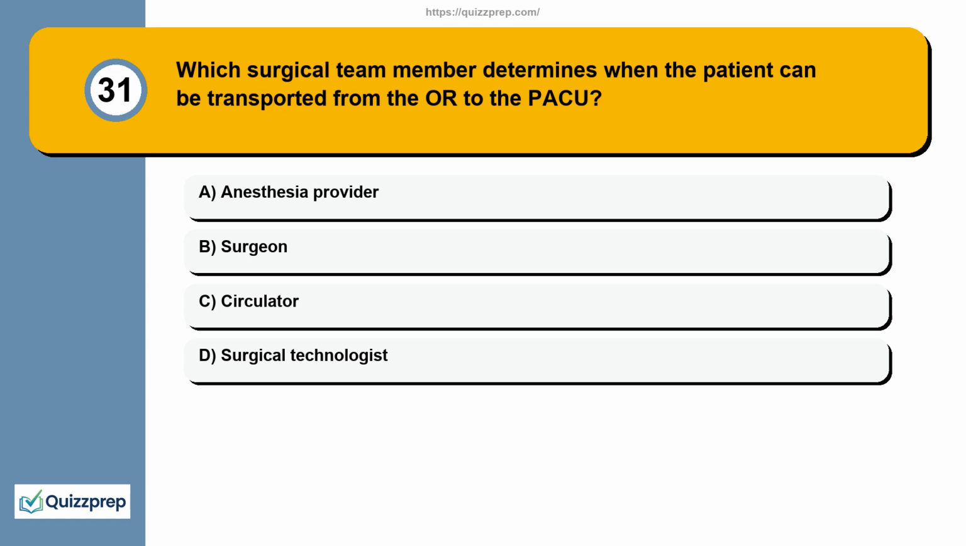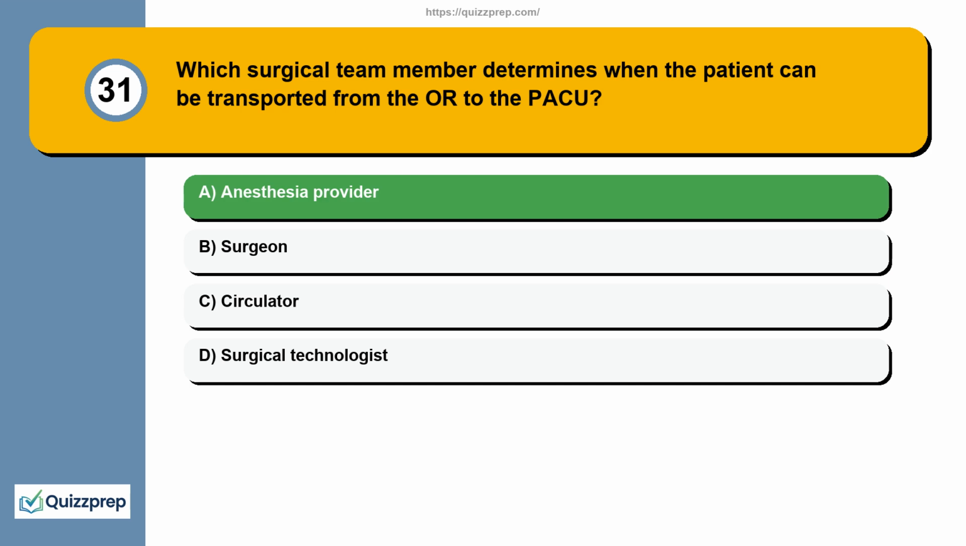Question 31. Which surgical team member determines when the patient can be transported from the OR to the PACU? Option A, anesthesia provider. Option B, surgeon. Option C, circulator. Option D, surgical technologist. The correct answer is option A, anesthesia provider.